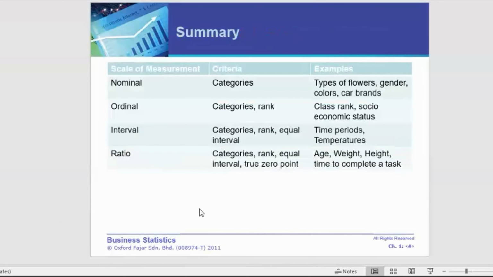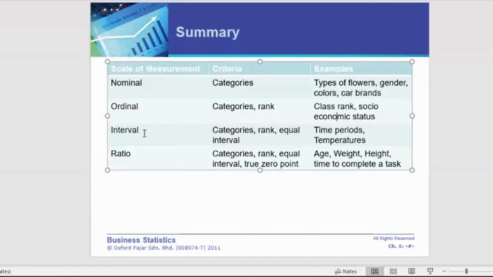So, as a summary of what we learned today, we have 4 levels of measurement. The first level is nominal, which is categories such as types of flowers, gender, male and female, but we cannot say which one is higher or lower. There are colors, car brands. The ordinal level is categories plus ranking, like class rank, as we mentioned, excellent, good, average, and poor. Socioeconomic status, as we have here in Malaysia, the T20, the M40, and the B40.